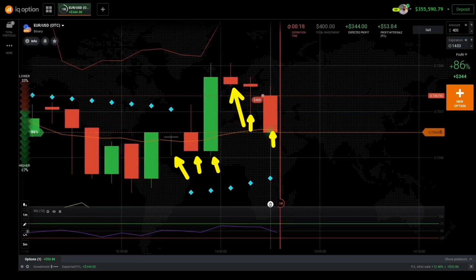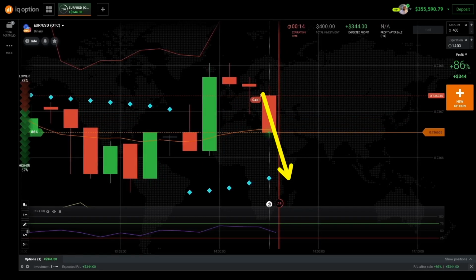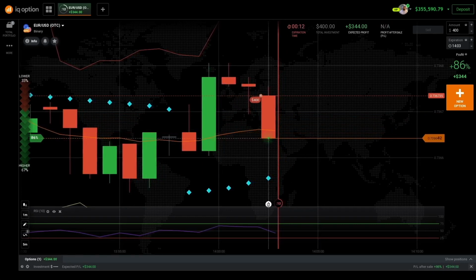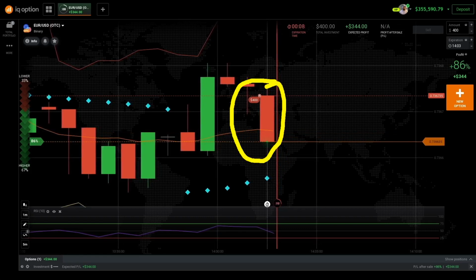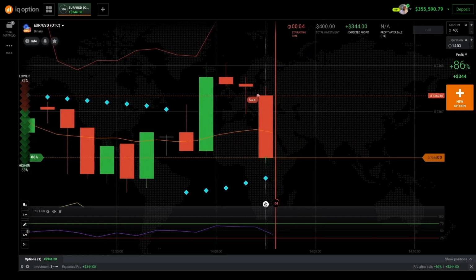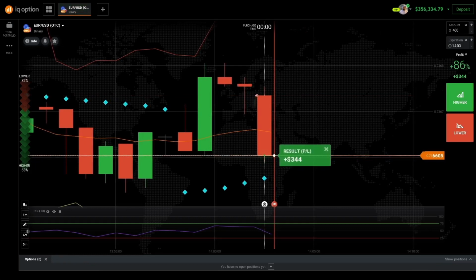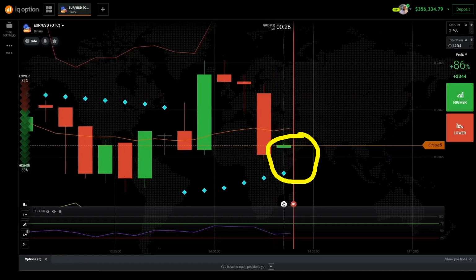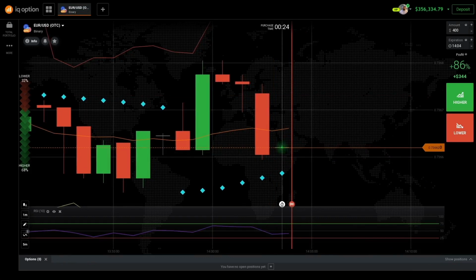But my prediction is right. See, a red candle is being created. I have nothing to lose here. Yeah, great. Still have 5 seconds. And amazing, $344. Let's go.